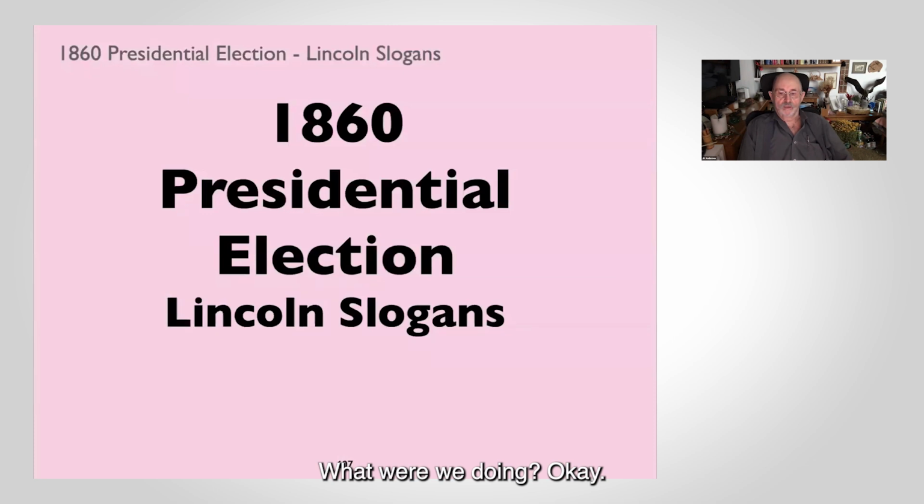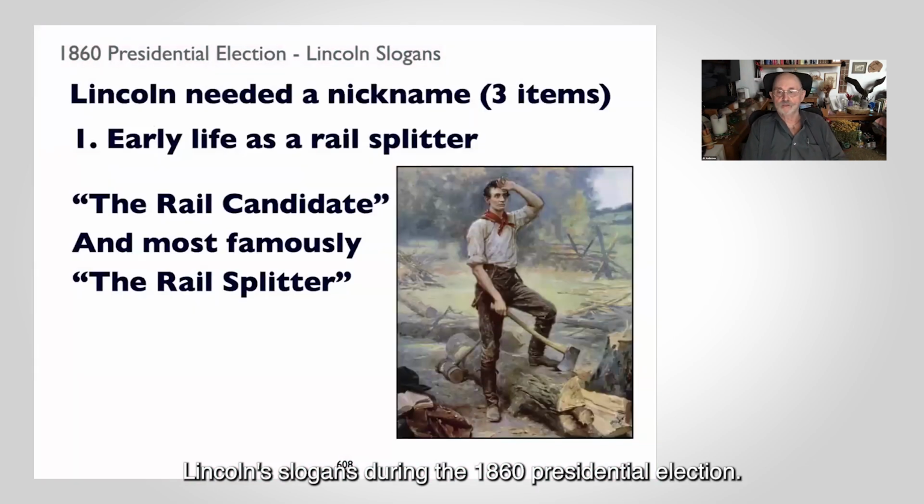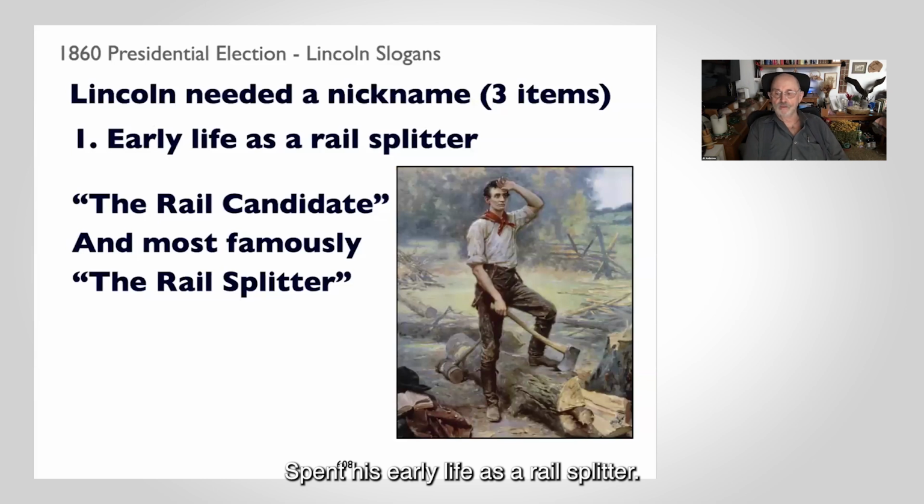Okay. Lincoln slogans during the 1860 presidential election. Spent his early life as a rail splitter. That's making the boards that the track for the railroads would lay on, the rail, and also fencing. So the rail candidate, but it got switched to the rail splitter, and that became a famous slogan for Lincoln during the 1860 campaign.